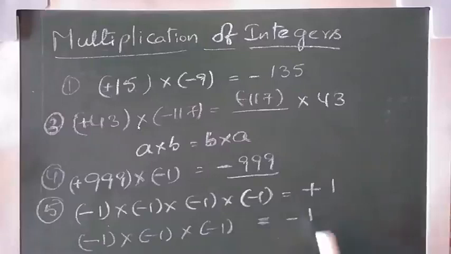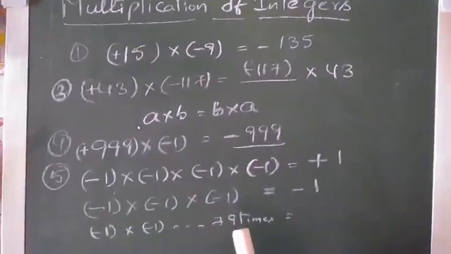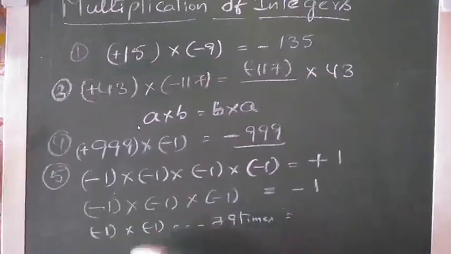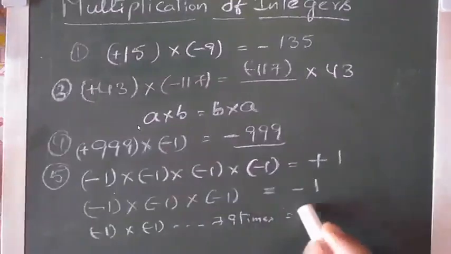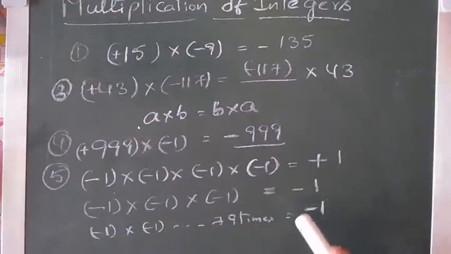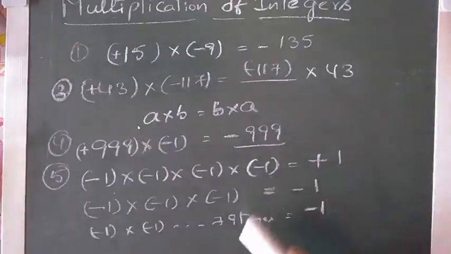For example, if it is minus 1 multiplied up to 79 times, what is 79? 79 is an odd number. So you are multiplying minus 1 an odd number of times, so you will get minus 1 only. Like that you can use this concept to multiply any number of numbers.